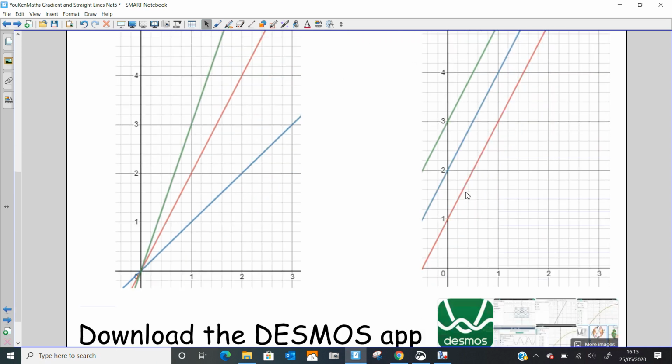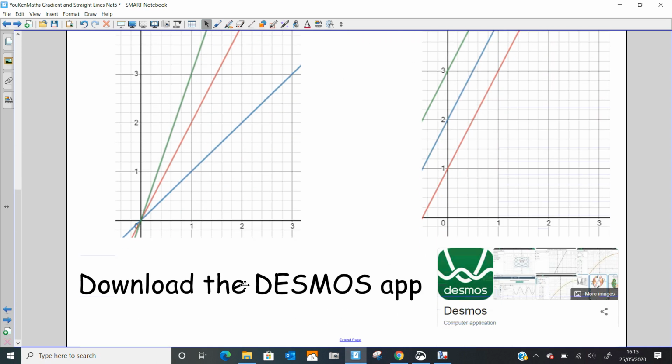So we're going to be doing this on an app called Desmos. What I'd like you to do is go to either the App Store or wherever you need to find it and download Desmos. Freeze the video, download Desmos, and then we'll get on with some of this work today.